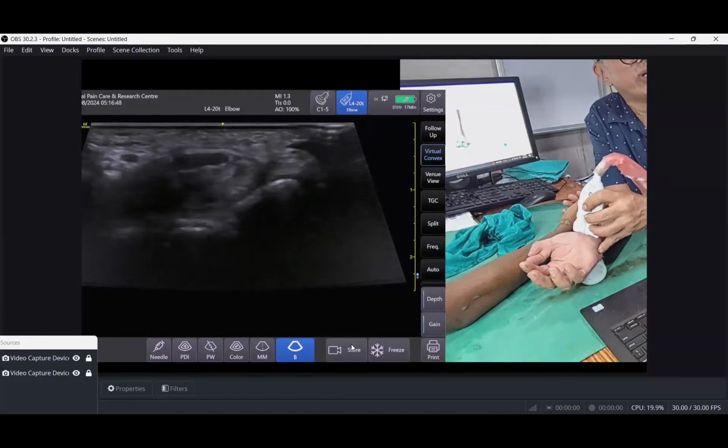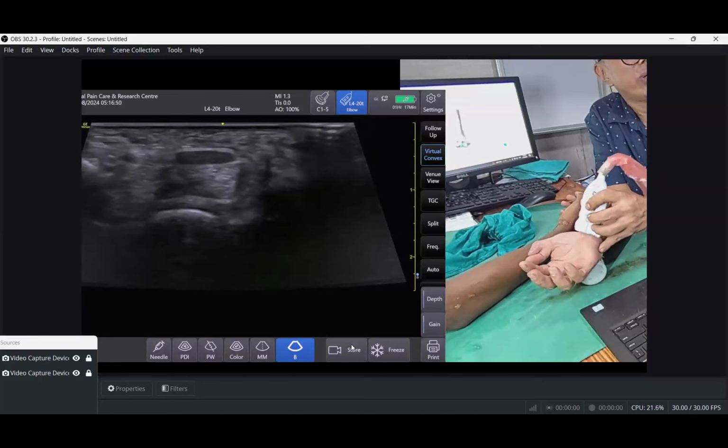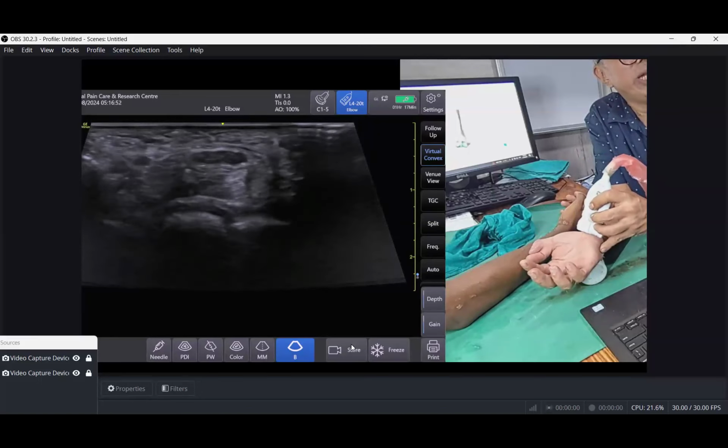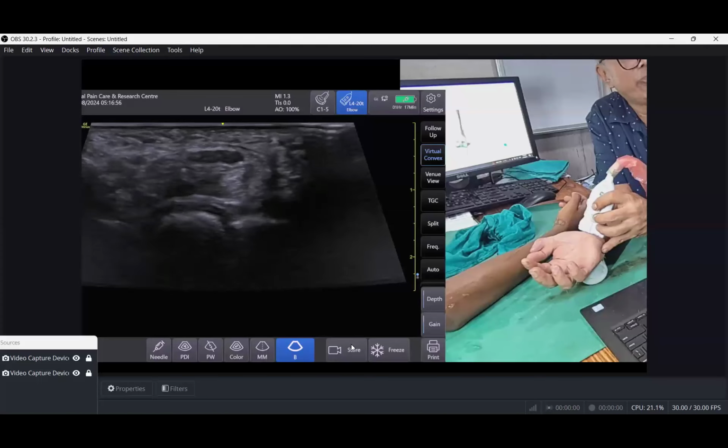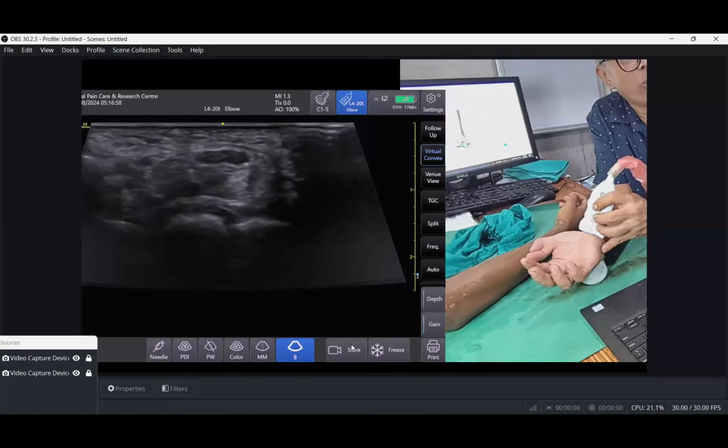Sir, also point out the median nerve, no? Point out the median nerve. The nerve is just below on the top of the screen, just below the yellow marker. Can you see a yellow mark there?